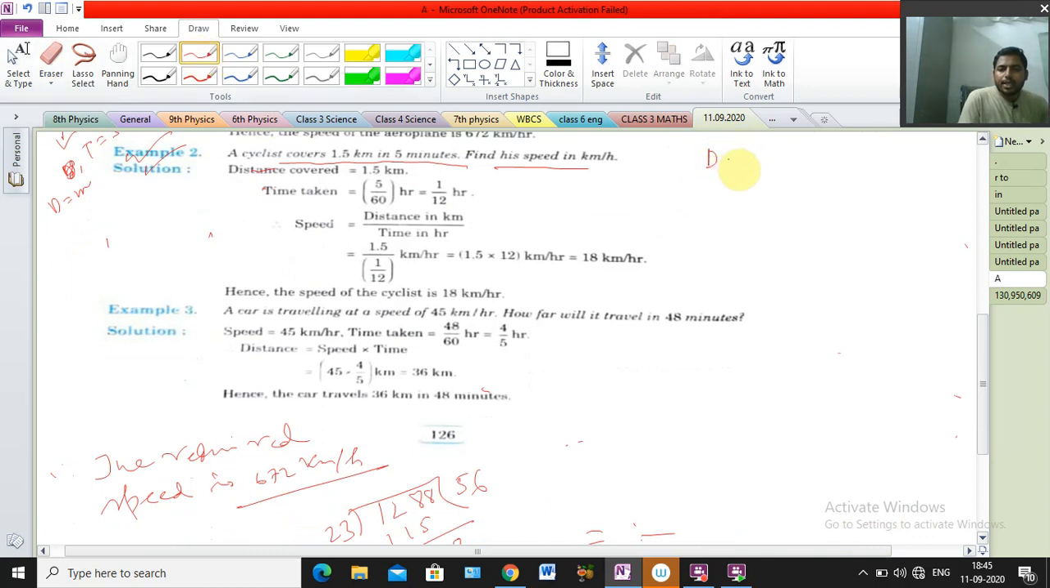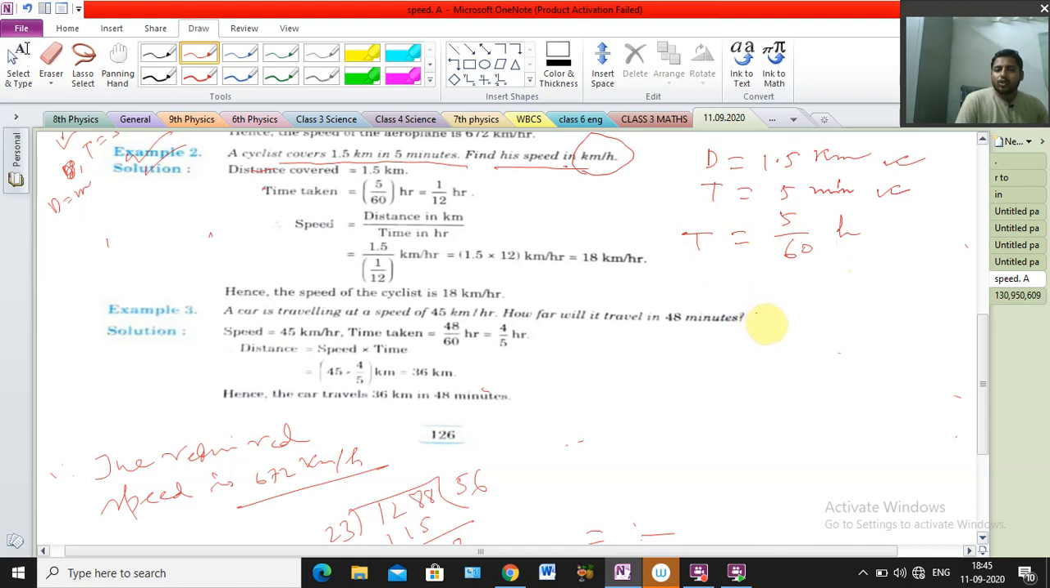Here the given data is d equal to 1.5 km, and time is given as 5 minutes. We have to change it. Why? Because distance is given in kilometers but time is given in minutes. The answer is asked in km per hour, so we have to change time into hours, by dividing by 60, like question number 1. So 5 by 60 hour is the value of t.